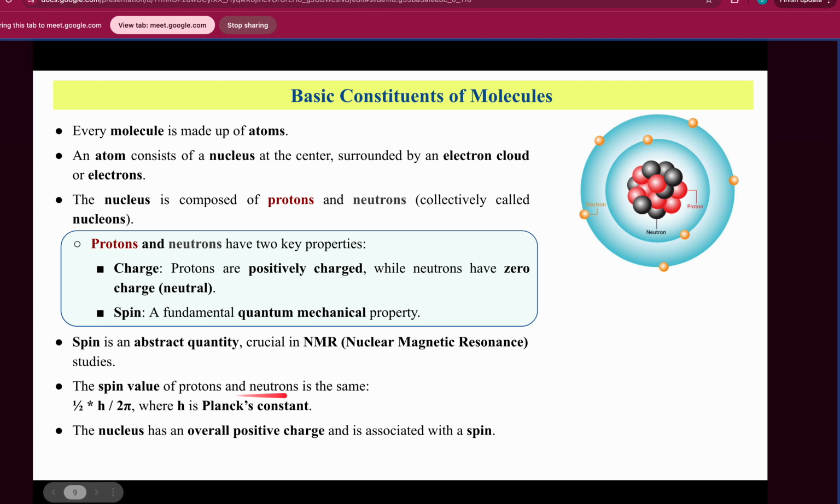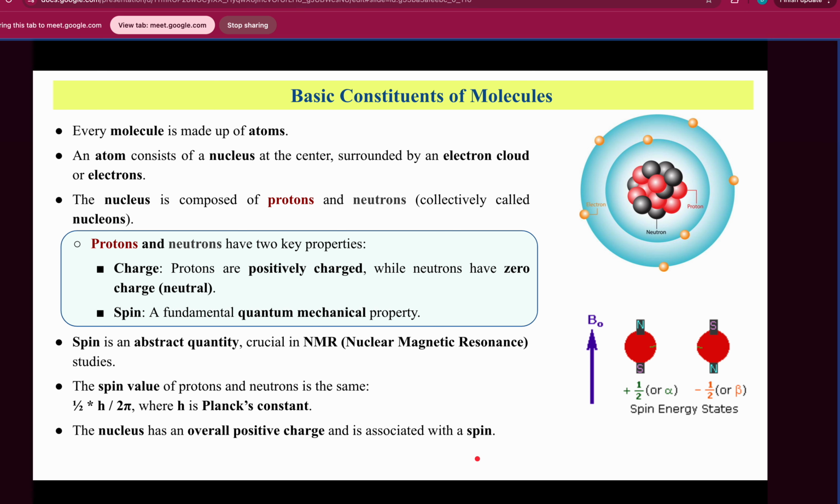So the spin value of protons and neutrons is the same, which is half into h by 2 pi, where h is the Planck's constant, and the nucleus has an overall positive charge and it is associated with a spin. So in this case, there are two spin states which are possible, plus half and minus half. So in the next slide, we'll see what alpha and beta state mean. And this is the direction of the magnetic field. So under the impact of an external magnetic field, the nucleus, the protons which are having some spin, will behave in a certain way. There will be generation of magnetic moment. So that also we'll see.